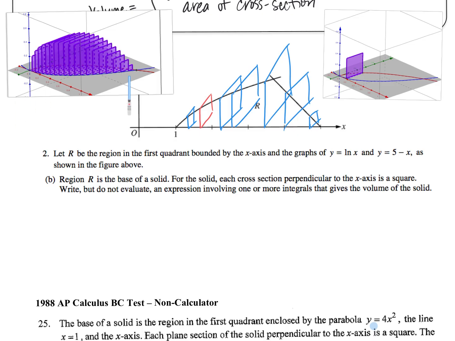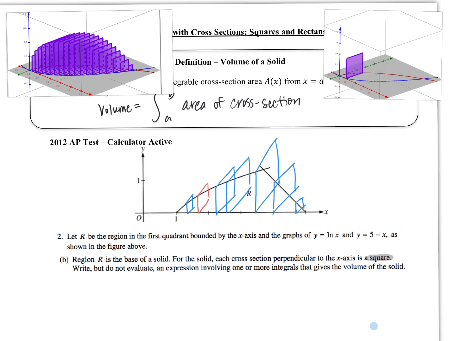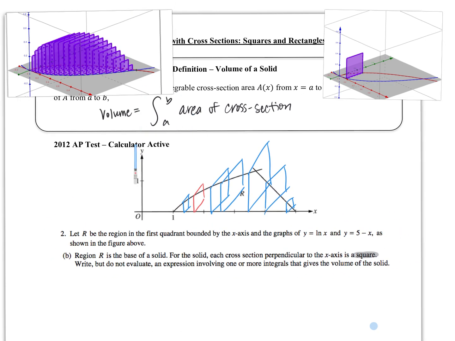Obviously, our base shape is different, but it says region R is the base of the solid. For the solid, each cross section is a square. Then it says write, but do not evaluate, an expression to give the volume of the solid. Just as we set up here, volume is just adding up the area of one cross section. We just have to figure out what the area of one cross section is.